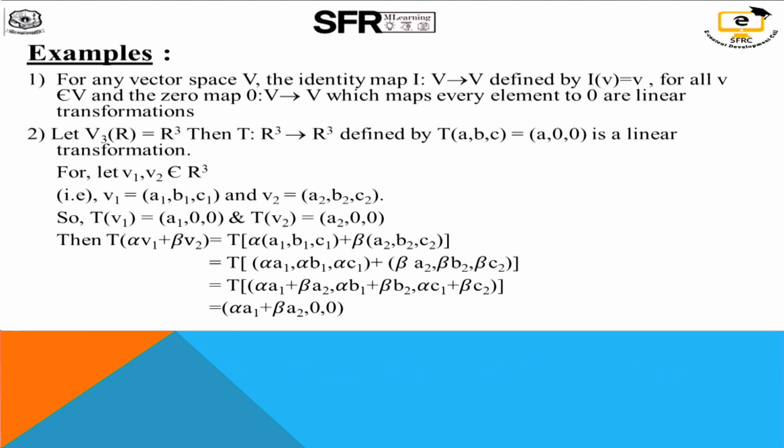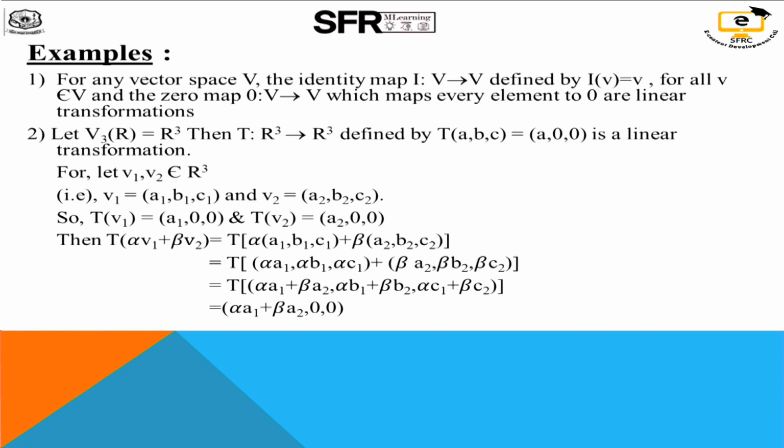The first and easiest example is the identity map or the zero map between vector spaces. The identity map sends every element to the same element, so I of V equals V, and the zero map maps every element to 0. That means 0 of x equals 0, and 0 of x1, x2 equals 0. Any element you take from the domain, the image will be equal to 0. Clearly, both mappings, the identity map and the zero map, are homomorphisms, in other words, linear transformations.